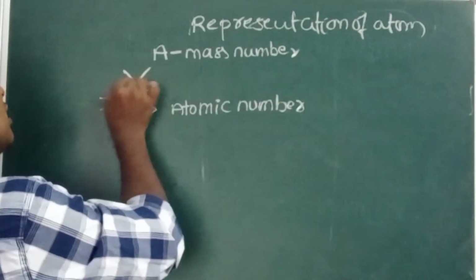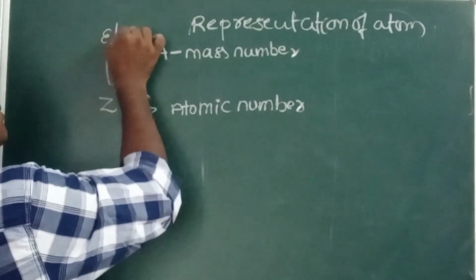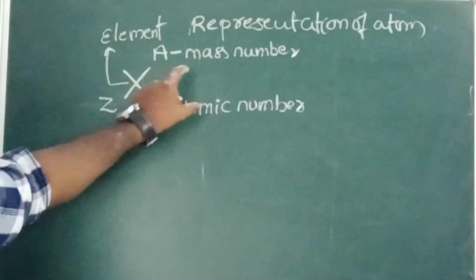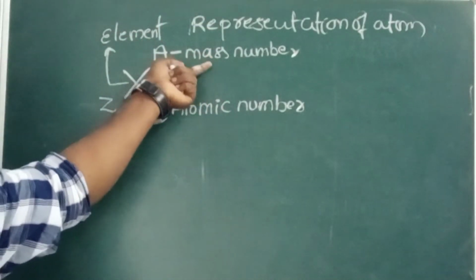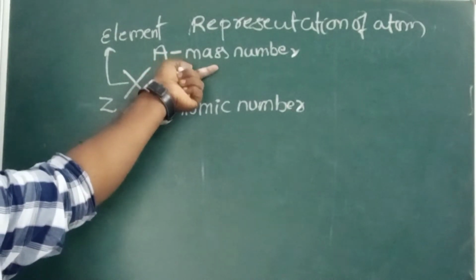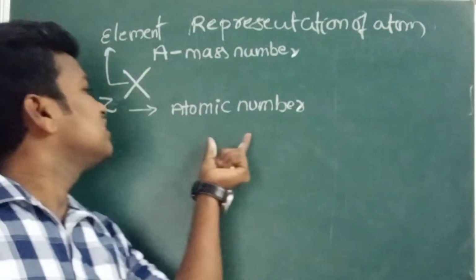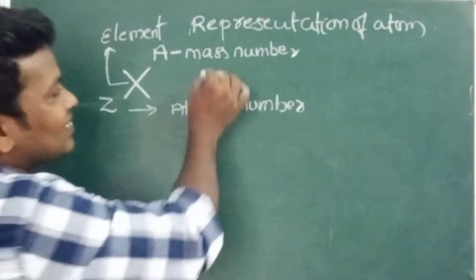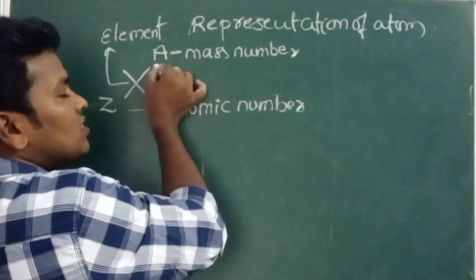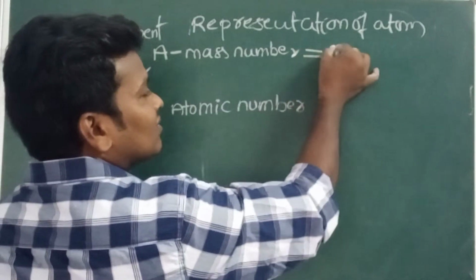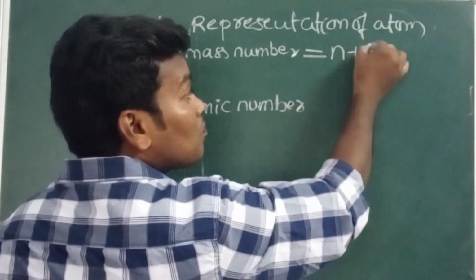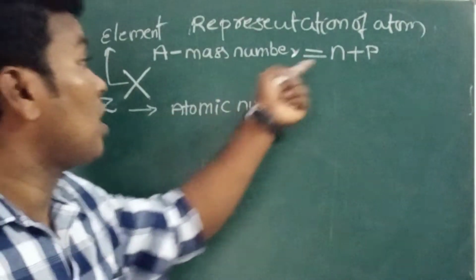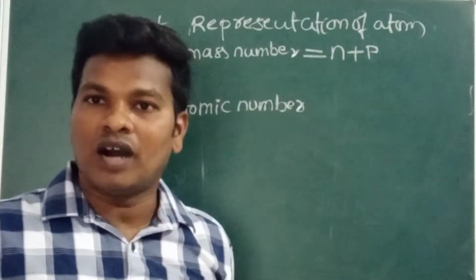This is an element, whatever element: hydrogen, helium, whatever you like. This is the general representation. At the top of the element you can see one number, which is called the mass number. Below it you can see another number, which we call the atomic number. The mass number is denoted by the symbol A. It is the sum of the neutron plus proton mass.